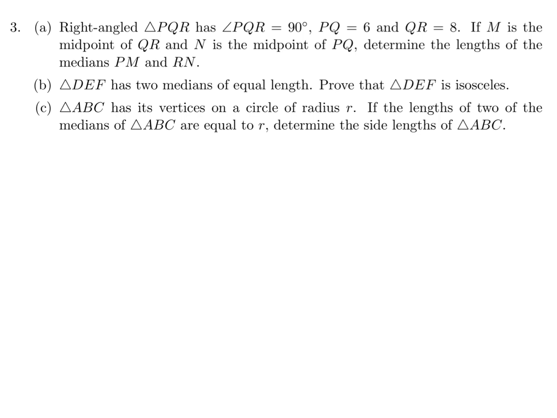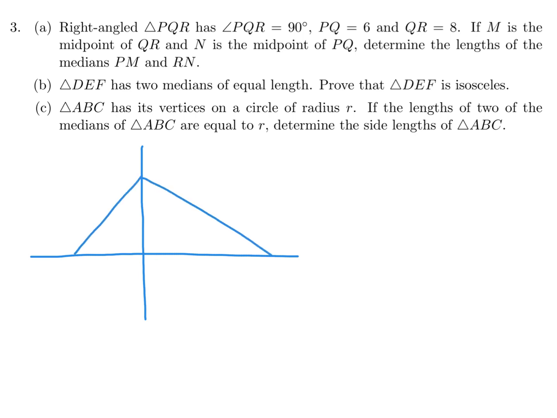DEF triangle has two medians of equal length. Prove that DEF is isosceles. Okay, so let's put this on a coordinate axis. I don't know what this triangle looks like, but let's just put it like that for now. So D, E, and F.